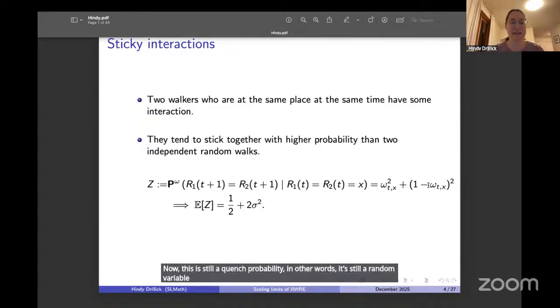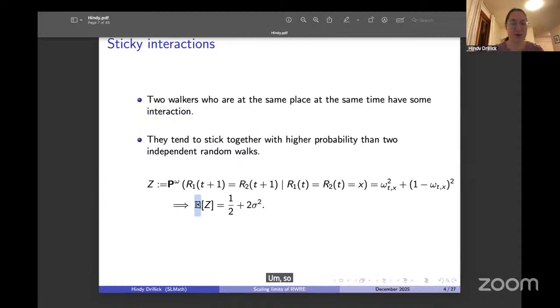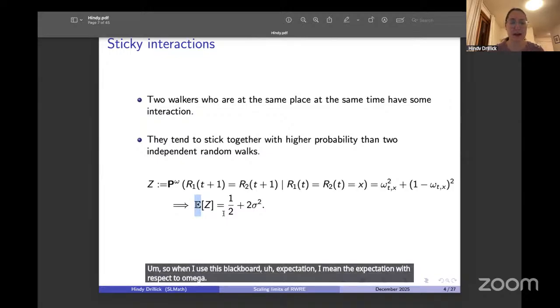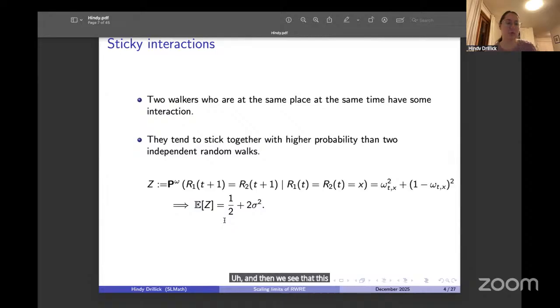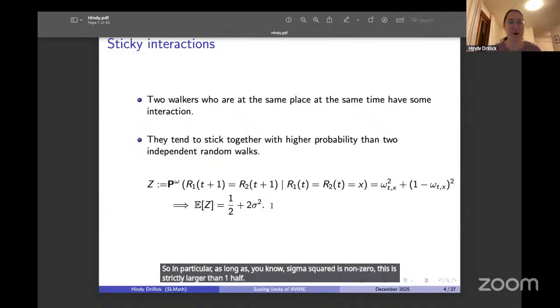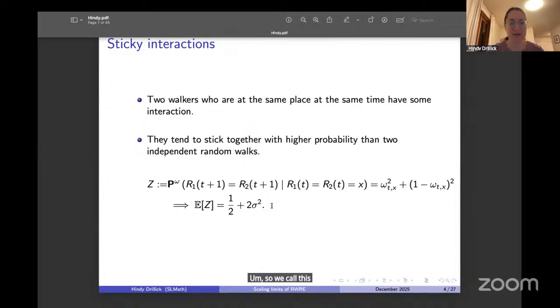So we can now take its expectation with respect to omega. When I use this blackboard expectation, I mean the expectation with respect to omega. And then we see that this is equal to 1/2 plus 2 sigma squared. So in particular, as long as sigma squared is non-zero, this is strictly larger than 1/2, meaning that the random walks have more than a 1/2 probability of sticking together. We call this the sticky interactions between the walkers.